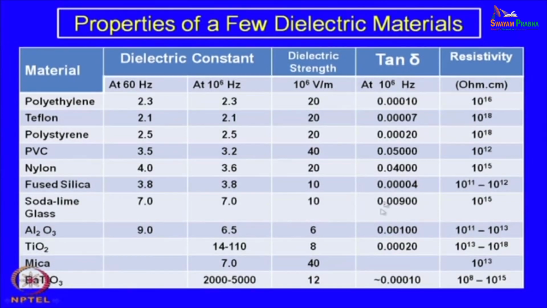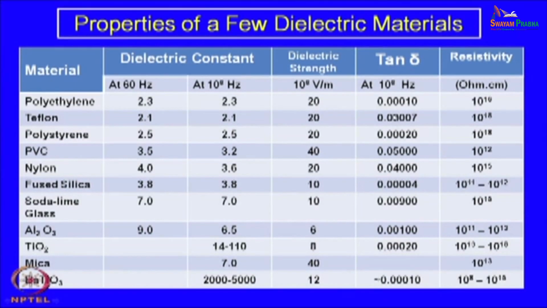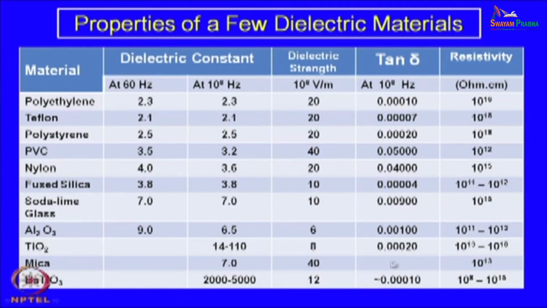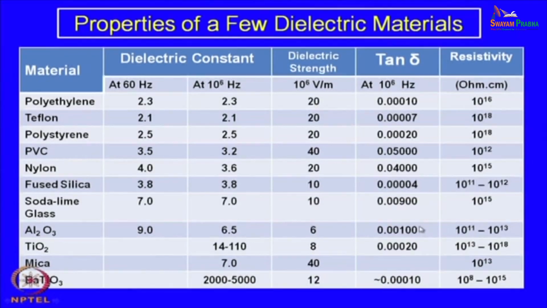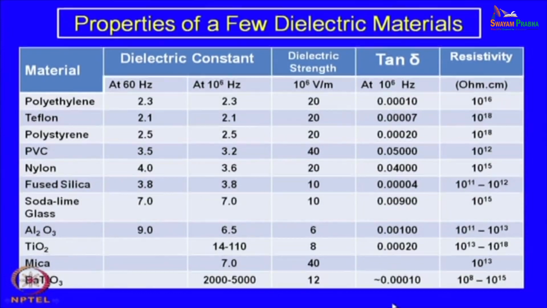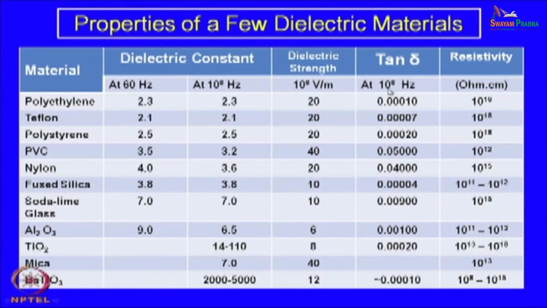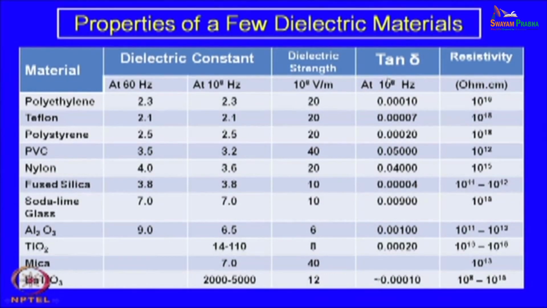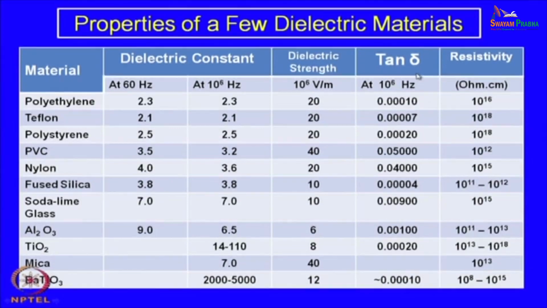Tan delta, the values of tan delta are of this order for all materials, as you can see it is 10 to the minus 3, 10 to the minus 4, like that, and tan delta for barium titanate or TiO2 is slightly high, aluminum oxide is a little higher than the others, but mostly it is measured at 1 megahertz, and the values are like this.